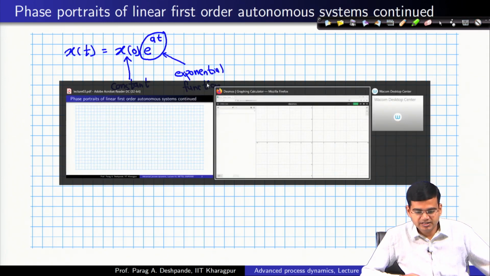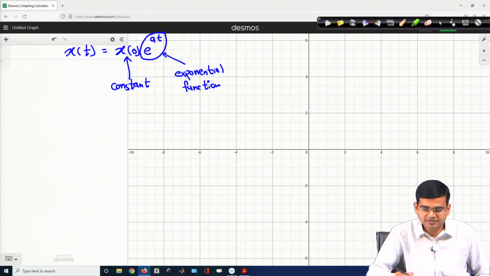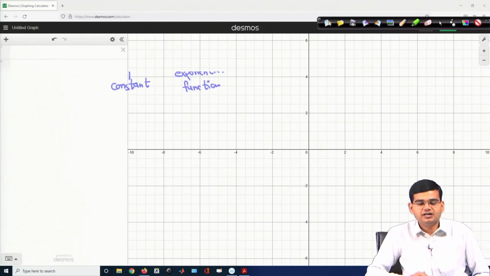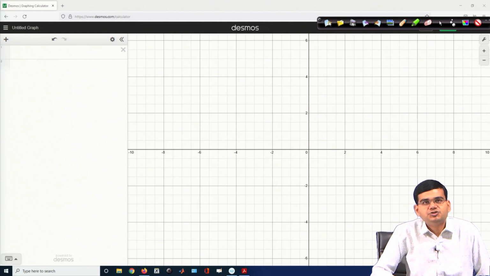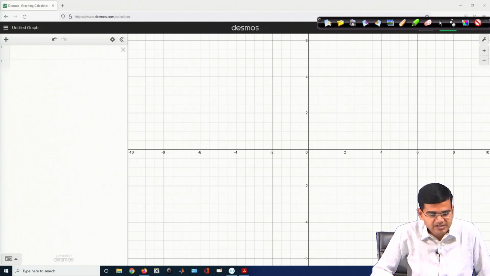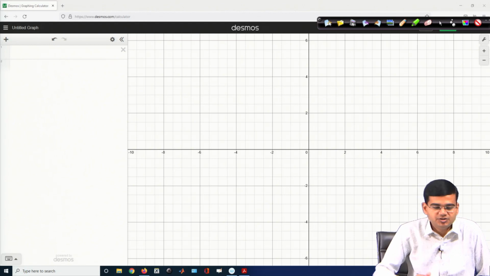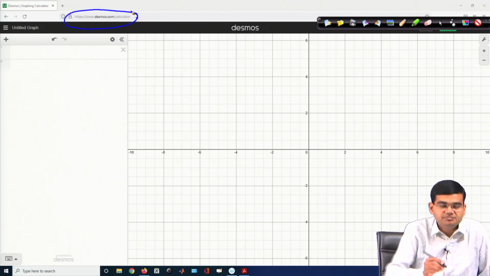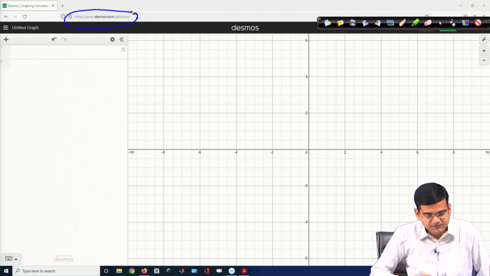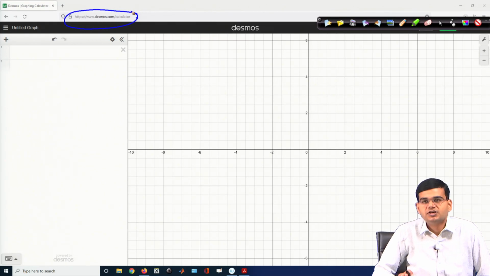This is called the Desmos calculator. This is an excellent utility. I would encourage you to visit www.desmos.com/calculator, the URL which you can see here. This is a free tool and it has really wonderful features, and throughout this course we would be using this particular online suite for visualization of different dynamics which is associated with the system.